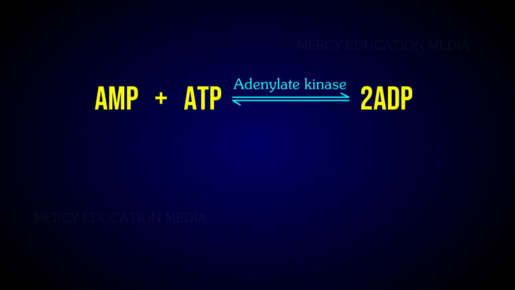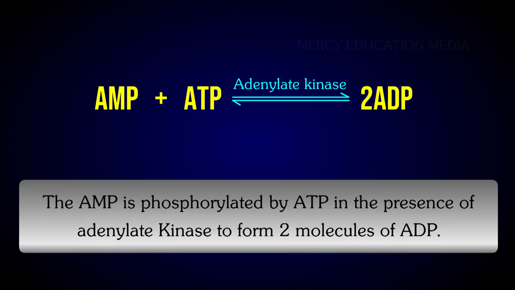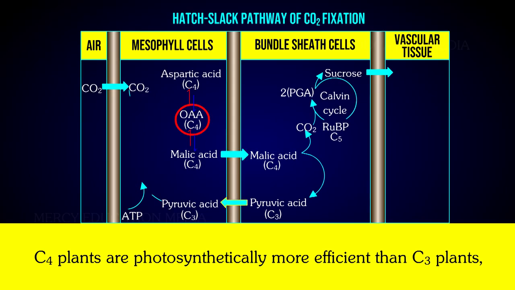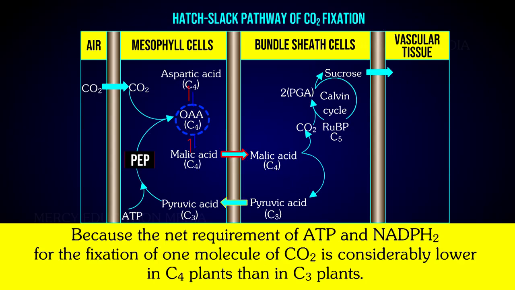AMP plus ATP in presence of adenylate kinase forms 2 ADP. The AMP is phosphorylated by ATP in the presence of adenylate kinase to form 2 molecules of ADP. C4 plants are photosynthetically more efficient than C3 plants because the net requirement of ATP and NADPH2 for the fixation of one molecule of carbon dioxide is considerably lower in C4 plants than in C3 plants.